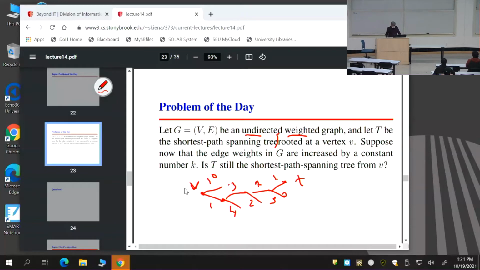The question here says, now suppose each edge weight in the graph is increased by a constant k. Is this tree still going to be the shortest path spanning tree of V? You either need to give me a proof or you need to give me a counterexample. Which is it? Yes.